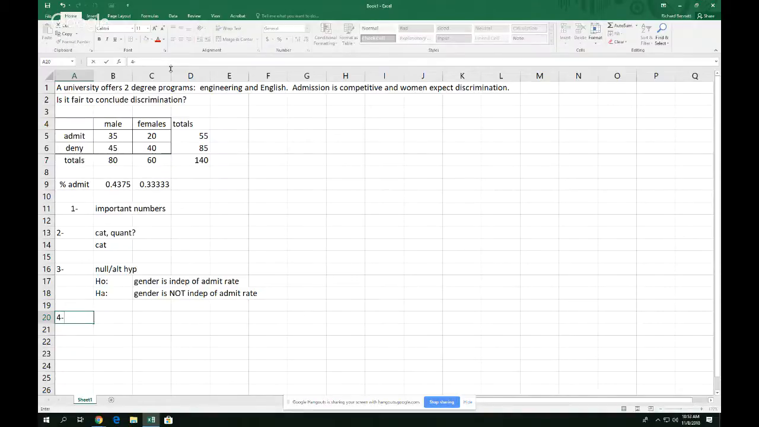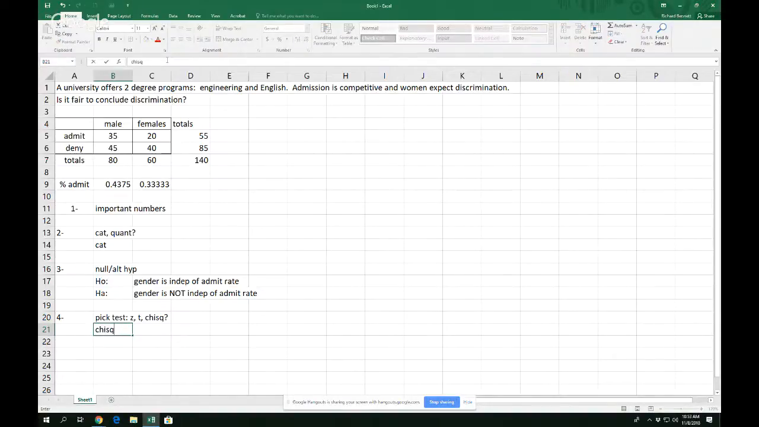Step number 4 is, oh, pick a test. Pick the test. Okay. So, is it a z, a t, or a chi-square? My guess is chi-square, because that's what we're learning today. Okay, that was a good guess. Yes, it is a chi-square test.